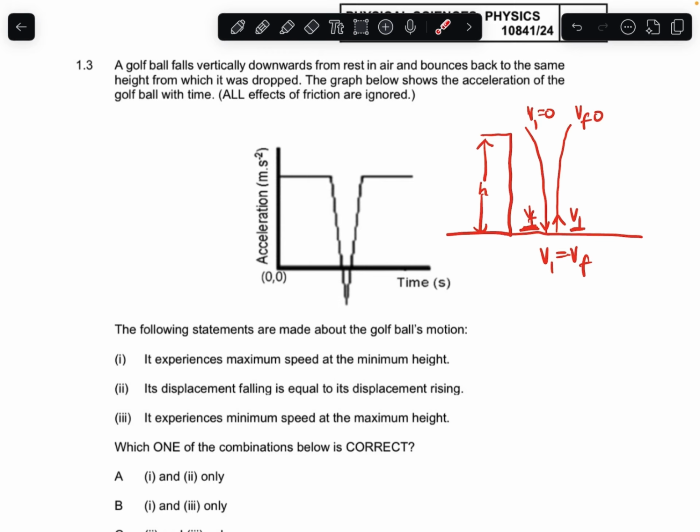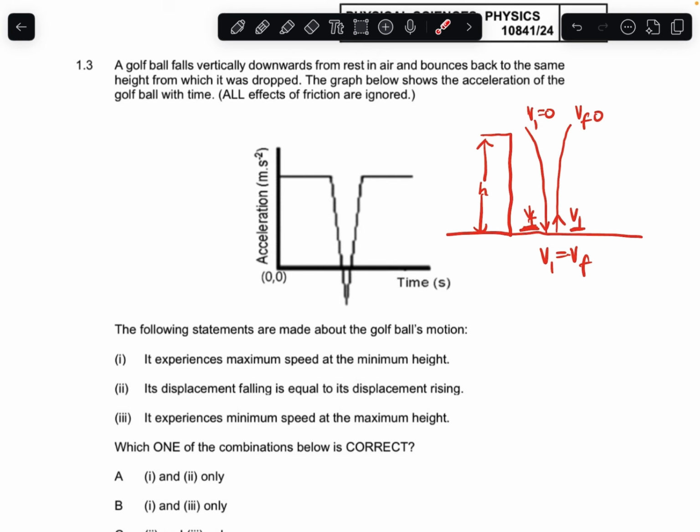So how do we know it's elastic? Because they told us it's going to reach the same height. If it reaches the same height, that means this type of collision is elastic. The velocity before collision and the velocity after collision are equal, right?